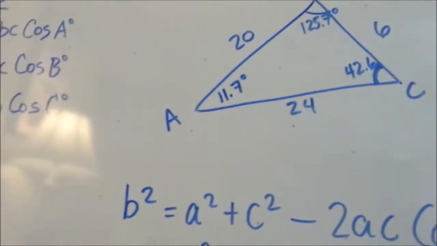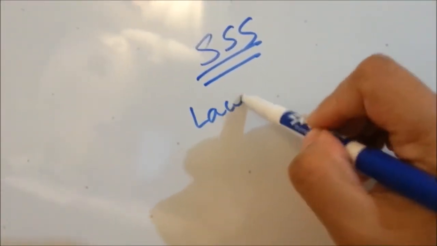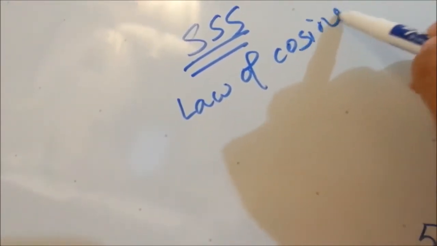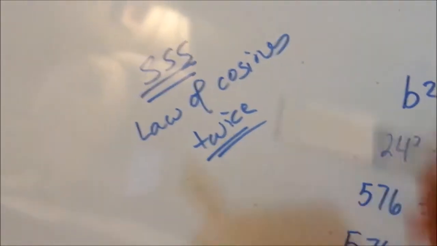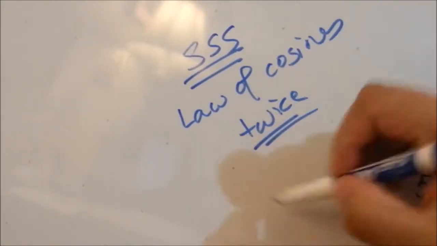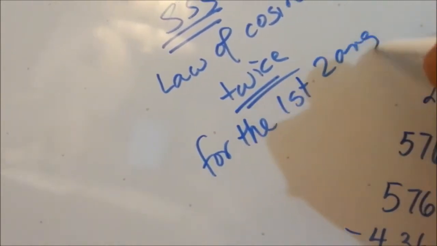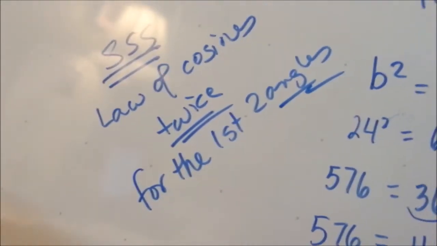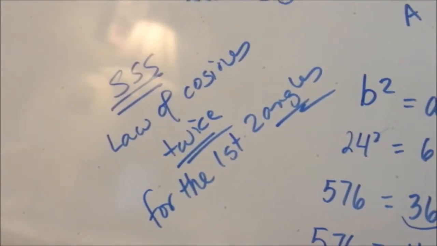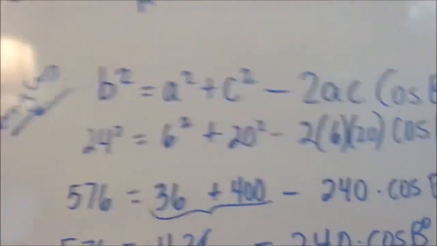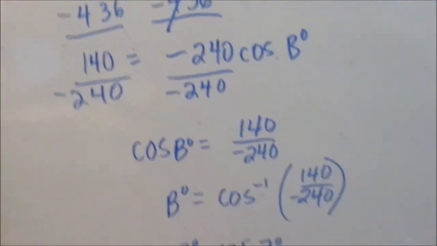There you go. The biggest advice is for SSS, use the law of cosines twice. Because if you try using the law of sines on the second angle, sometimes you'll have an SSA situation where there's two answers. So if you don't want to bother with that check, just use the law of cosines twice. And it's pretty easy. You just have to get comfortable with rearranging and doing your inverse cosine.